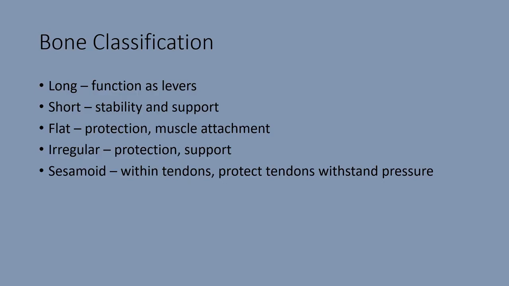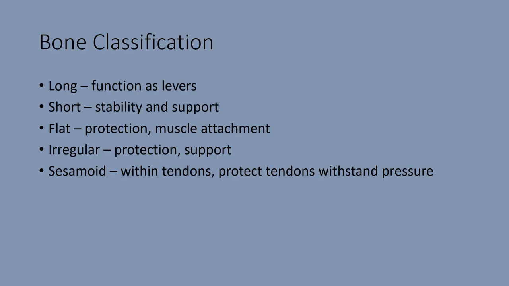Flat bones are often used for protection and once again muscle attachment. Irregular bones, as the name implies, you really can't fit that shape in anything else. An example would be like your vertebrae. It's often used once again for support and protection.